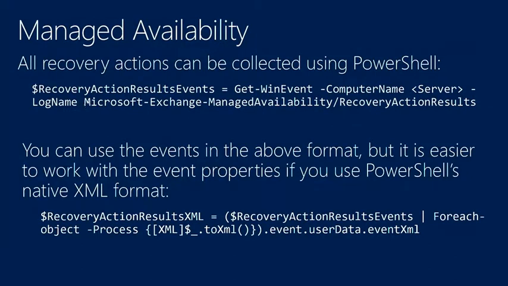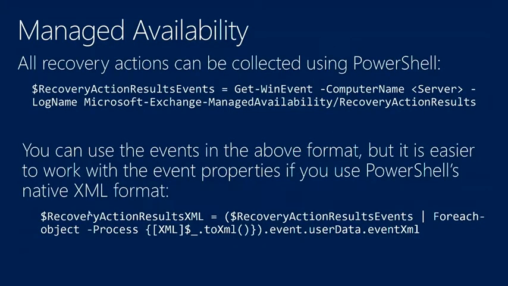Here we're defining an alias in PowerShell called $recoveryactionresultevents. And we're simply using the Get-WinEvent commandlet to point it at a specific server name and get all those events from the recovery action results event log. Then we can stick with the native XML format that gets returned to us, but what we found in the service in particular, when we need to digest and analyze this information, is it's much easier to use PowerShell's native format to parse the information and pipe it out to other places. So that's what we're doing down here.